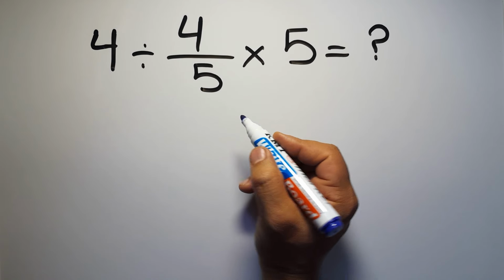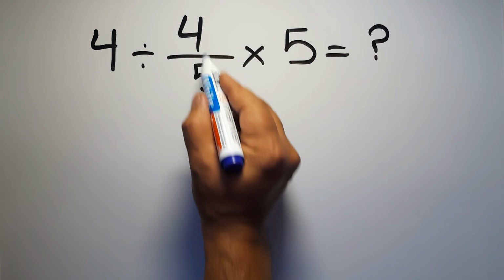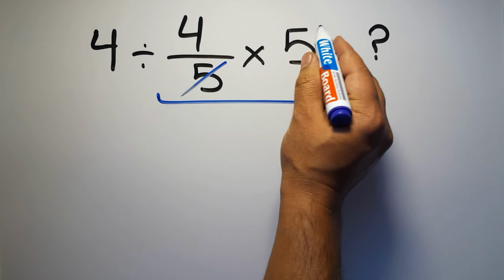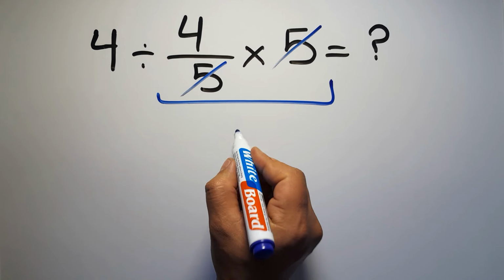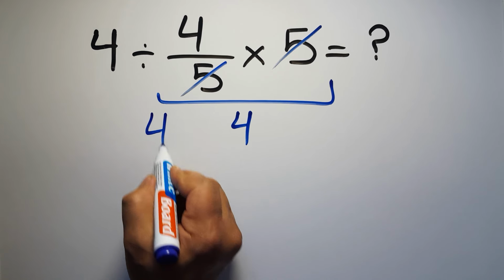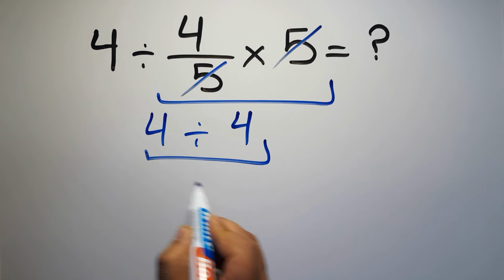First, we do this multiplication. 4 over 5 times 5. We can easily cancel this 5 and this 5. So here we have just 4. So 4 divided by 4 is just 1.